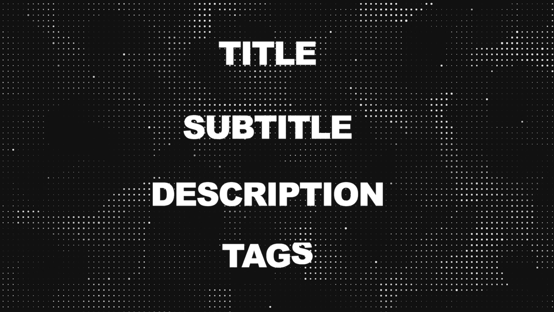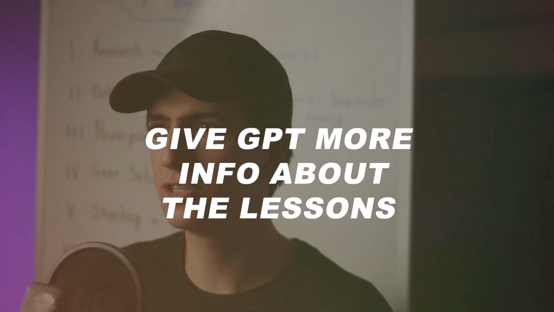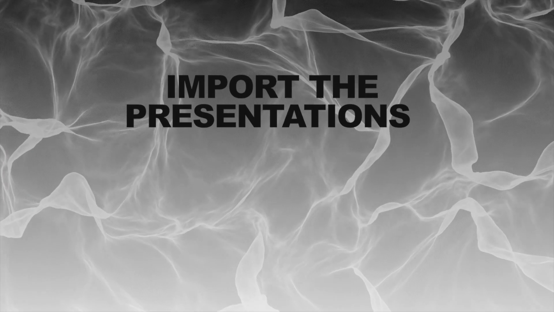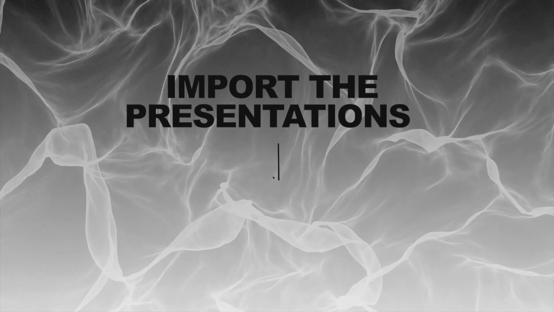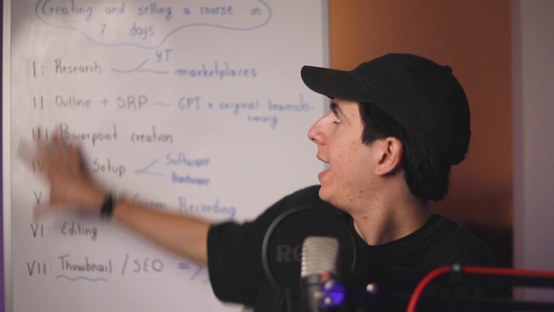You need a search engine optimized title, a search engine optimized subtitle, a description, and tags for your course. This can easily be brainstormed with ChatGPT. ChatGPT is an amazing tool that you can use to brainstorm all of this, especially if you've already created the outline of your course with GPT. It's very easy to just give GPT more information regarding the lessons. You can also import all of the PowerPoint presentations you have created to GPT and then go ahead and ask for 5 search engine optimized titles and some subtitles, and you're done. Now, this is how you create a course, and this course is now ready to be sold.